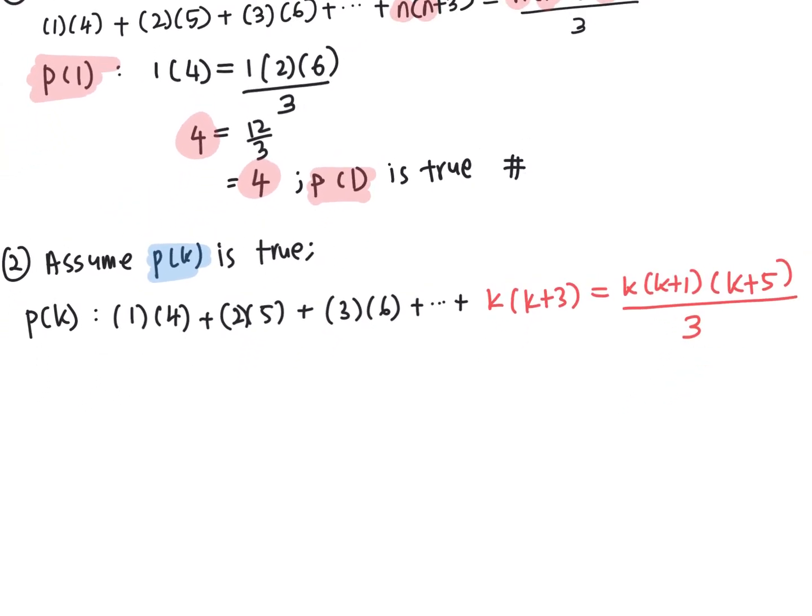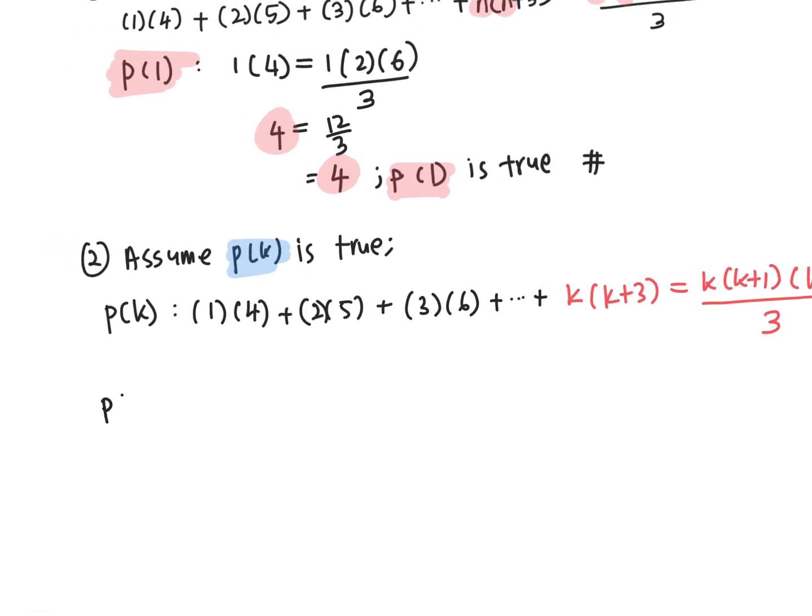When we assume that Pk is true, then Pk plus 1 also needs to be true. So we need to find the value of Pk plus 1. Just find Pk plus 1 now, everything here.